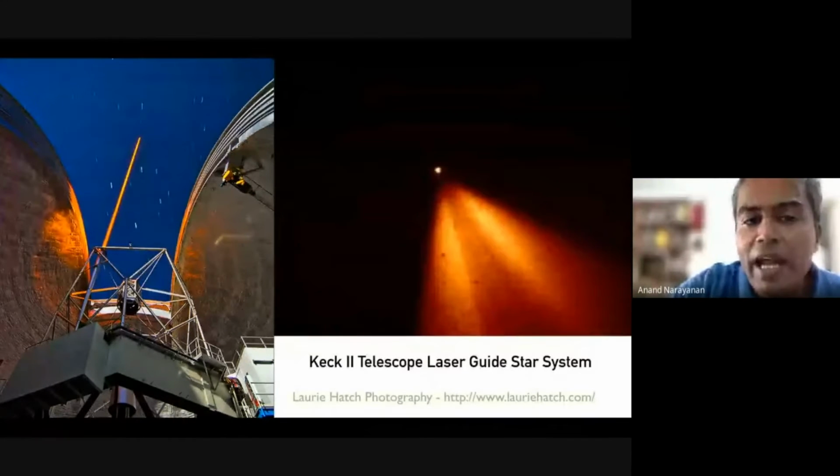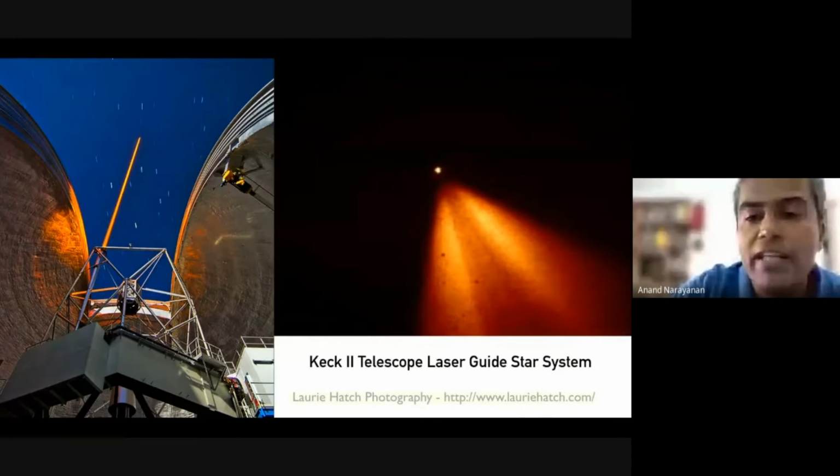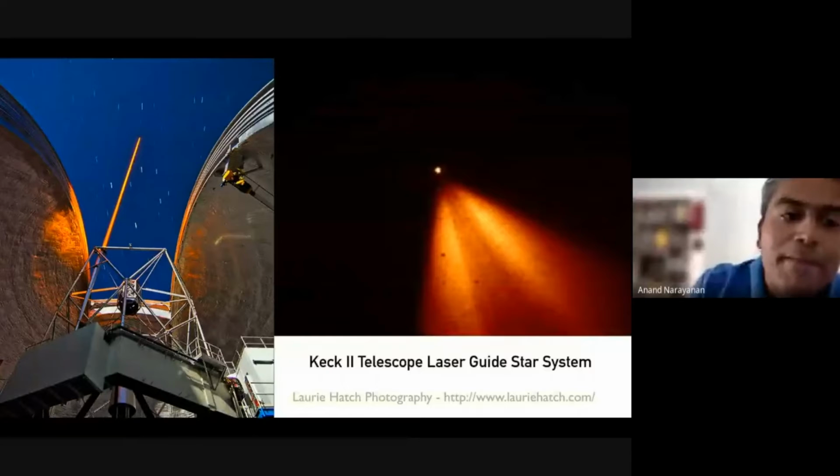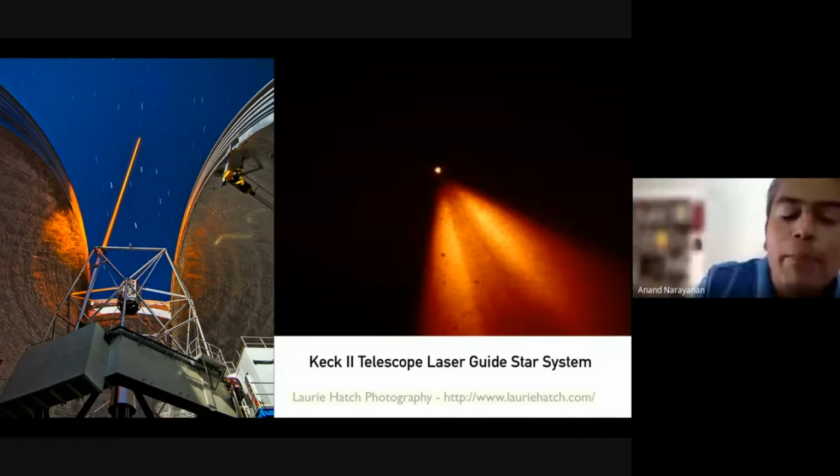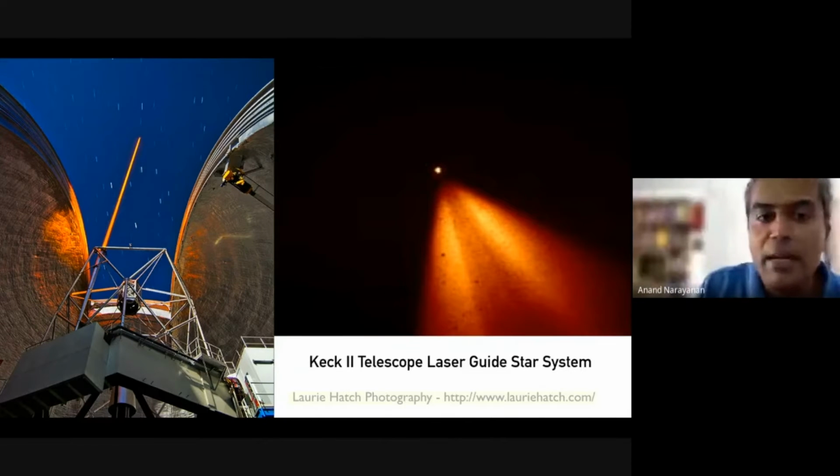Sometimes very bright stars are available as reference stars, but often the region of sky that we are looking at may not have any bright stars. So then they create an artificial star in the sky by firing a high power laser up into the sky. Usually the laser that is used is a sodium laser. The sodium laser goes up into the sky, and about 90 kilometers above the ground level, there is a layer of sodium present in Earth's atmosphere.